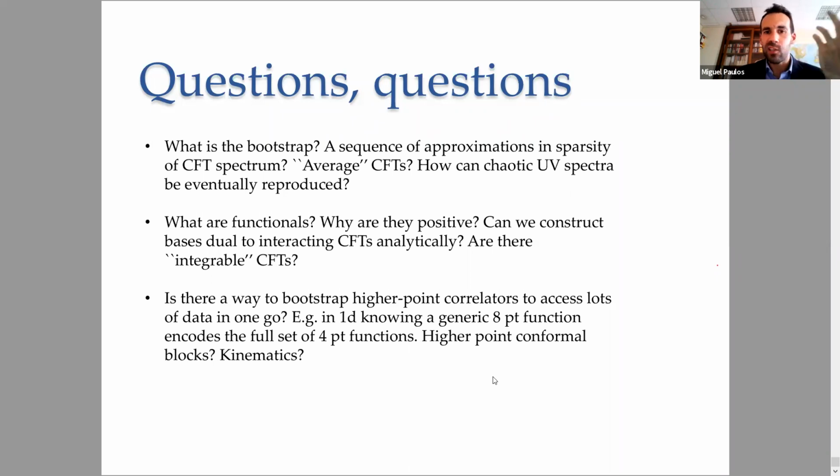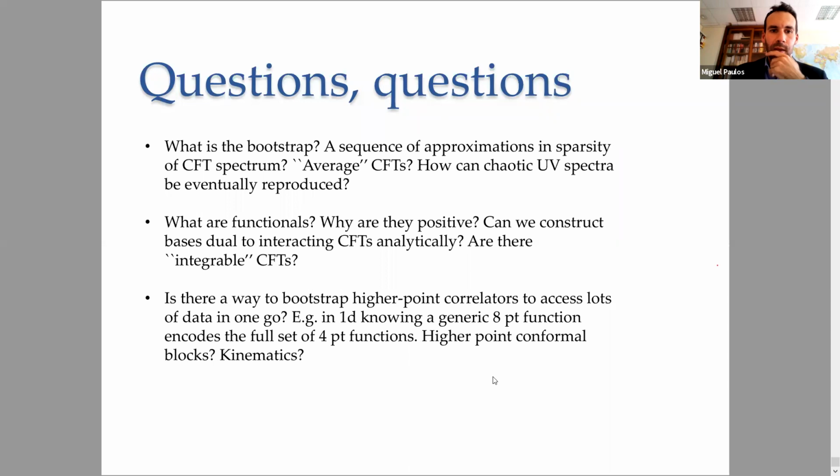So another question is, what are these functionals? Why are they positive? Can we construct maybe functional bases dual to interacting CFTs analytically? So this would amount to solving the CFTs exactly. So maybe this could replace our notion of solving the CFT in 2 dimensions. Maybe in higher dimensions, what we should do is construct these bases, and these bases will tell us the spectrum.